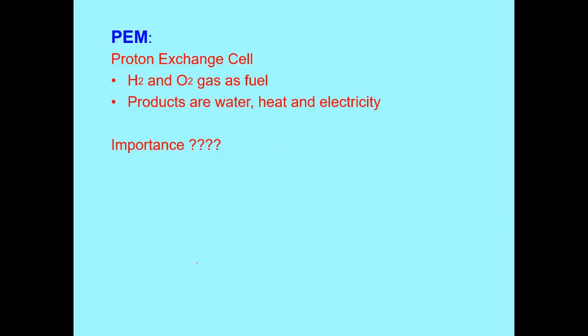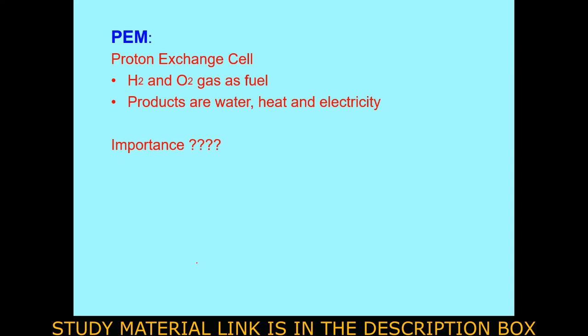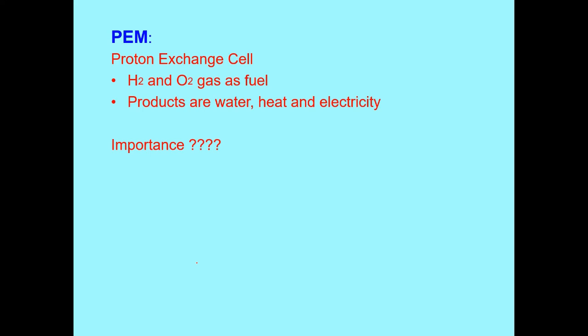So now we will go to the PEM. PEM means proton exchange membrane cell. So this is basically a hydrogen oxygen fuel cell. In this PEM, the fuel is hydrogen and oxygen gas, and the products will be water, heat and electricity. So hydrogen and oxygen are the reactants, and the products will be water, heat and electricity.